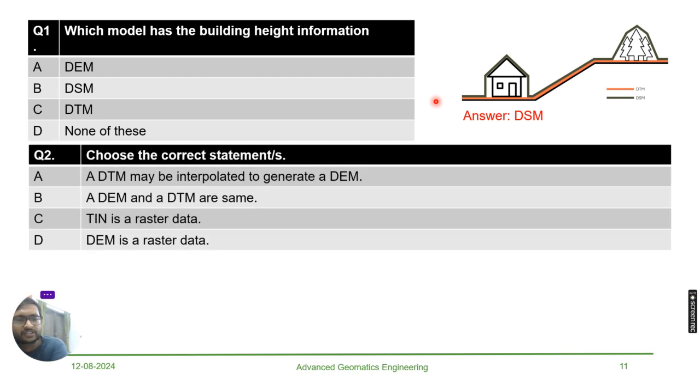Then the next question is, choose the correct statement. The first option is, a DTM may be interpolated to generate a DEM. So if we have a DTM, we can create a DEM out of it. The second statement is, DEM and DTM are same. The third one is, TIN is a raster data and DEM is a raster data. Can anyone try?